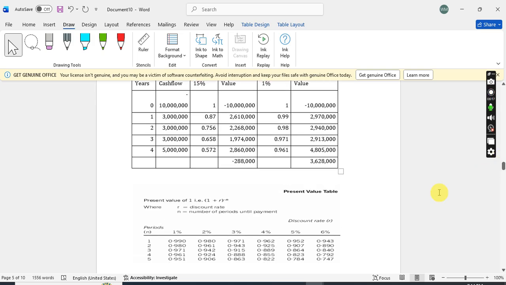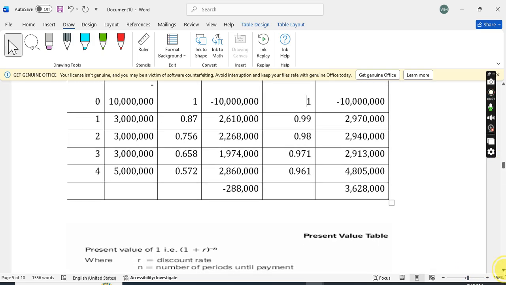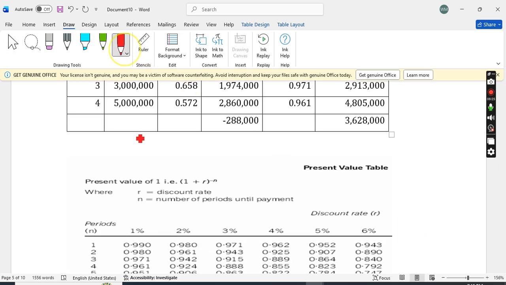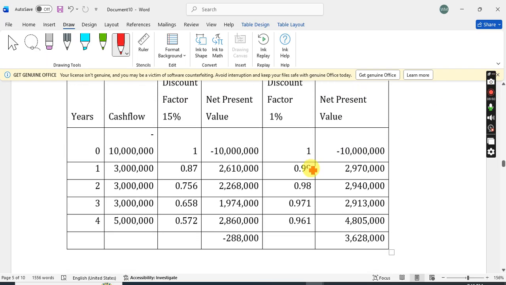If we go to our present value table, discount factor of 1% here. So year 1, 0.99, year 2, 0.98, year 3, 0.971, year 4, 0.961. So these are the values for each of the years. So you just do again negative 10 million, the same cash flows multiplied by the new discount factor.